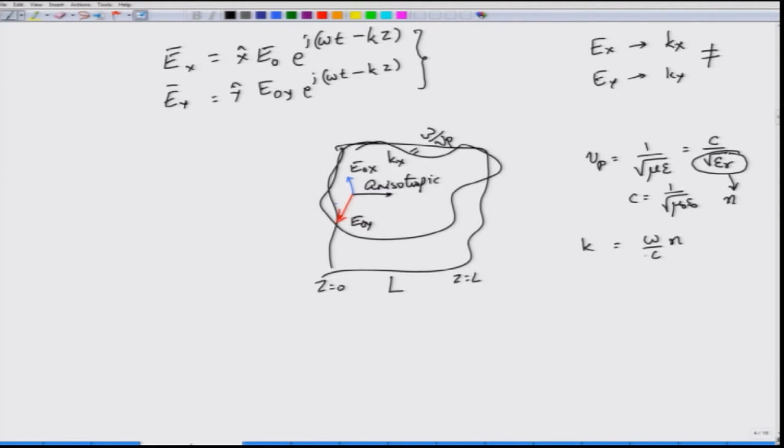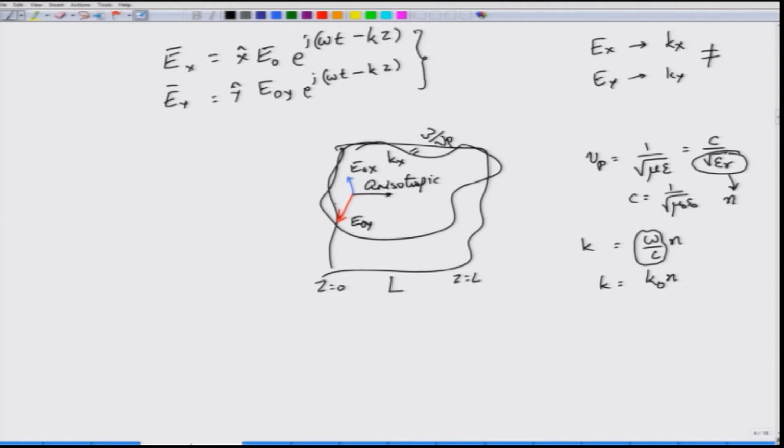So, k is equal to omega by c into n. This omega by c is a number determined by the frequency and the speed of light in free space, and it is denoted by k0. So, k in general is k0 into n, where n is the refractive index of the medium. Now, if the medium is anisotropic, then the refractive index n, or equivalently the permittivity epsilon, will be different for an x polarized wave and different for a y polarized wave.